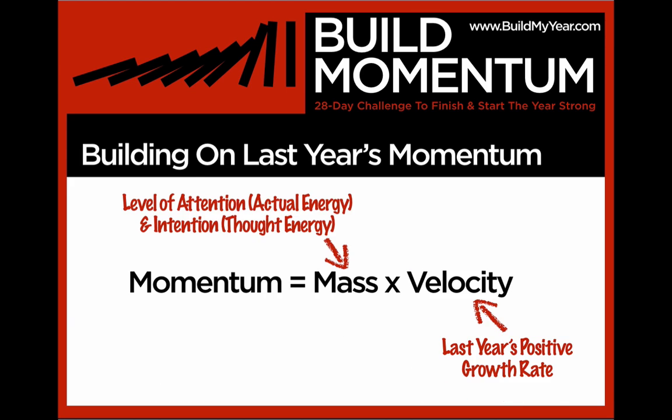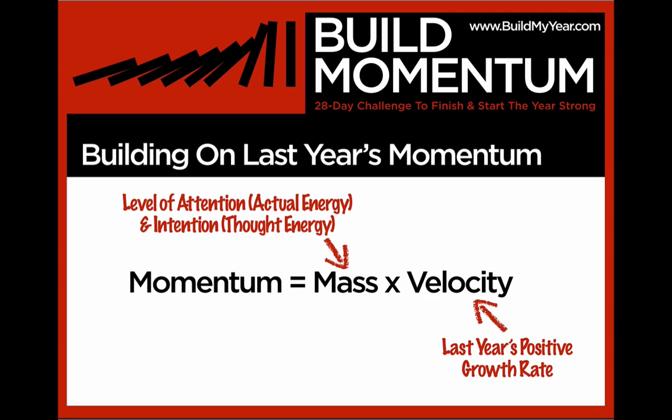If you look at the physics definition of momentum, momentum is mass times velocity, okay? Mass times velocity. So how does that apply to you? Well, mass is the level of attention, which is the actual energy that you put into achieving the goal. It's the actual doing of the goal. But then there's a level of intention, which is your thought energy. How much thought do you give to it on a daily basis? For most people, when they set New Year's resolutions and other goals, it's not dominating their thoughts, and therefore it falls off, right? And so that's where the mass comes from.